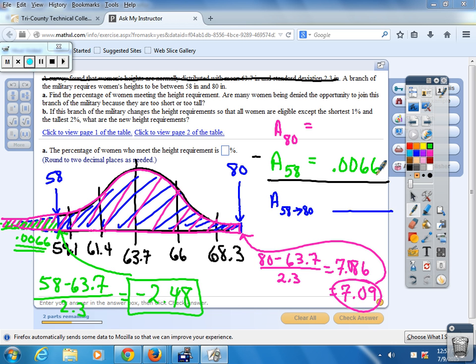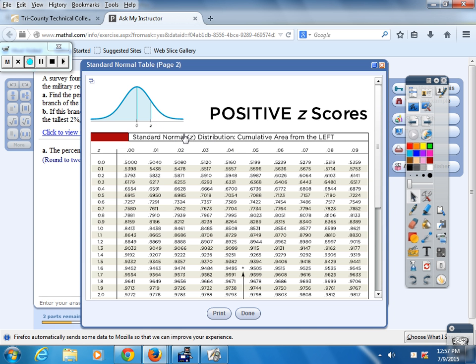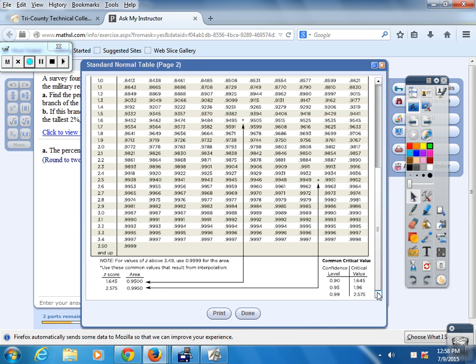And now let's do our, what was the other number? 2 point what? Or 7 point something? What was it? 7.09. We don't even have to look it up. Why? Anything above 3.5 is what? 0.9999.